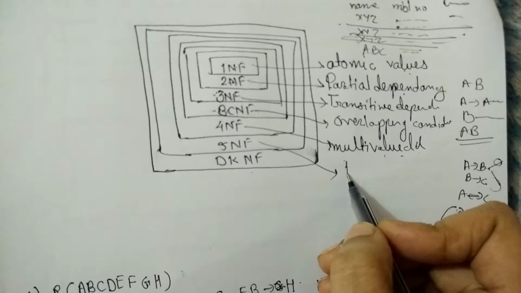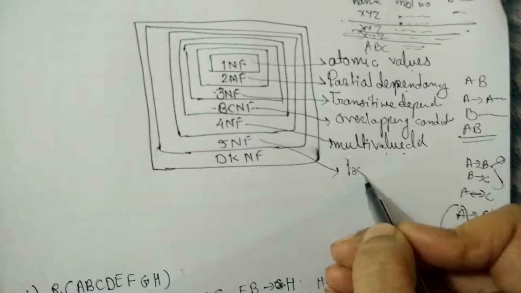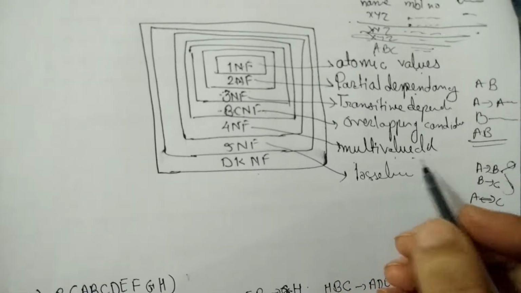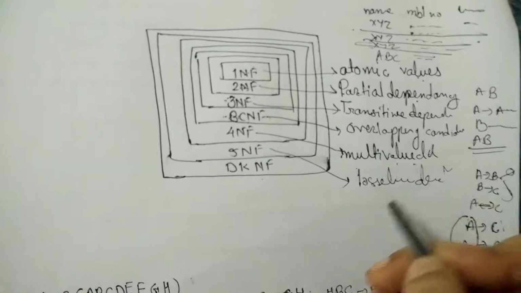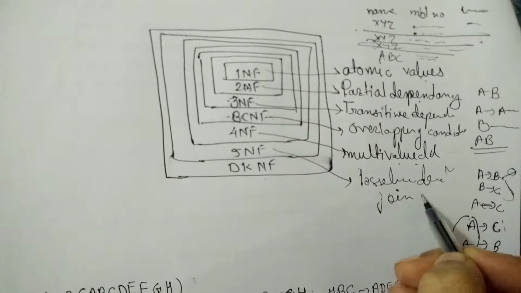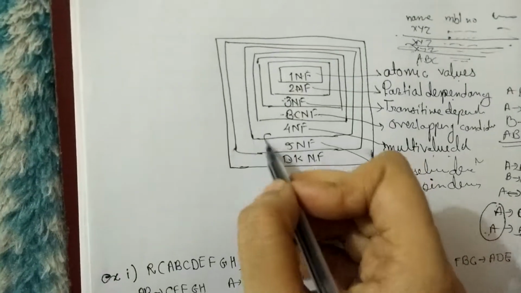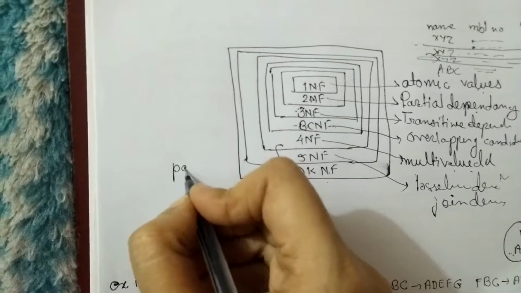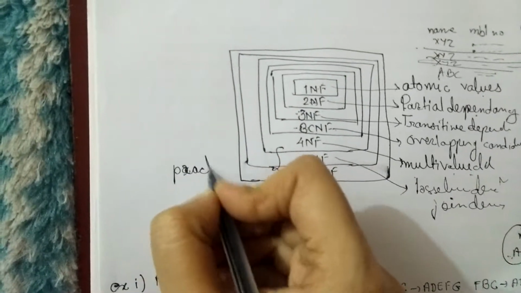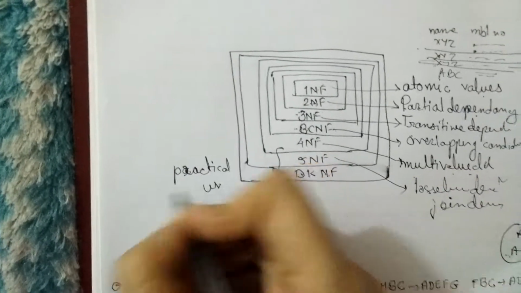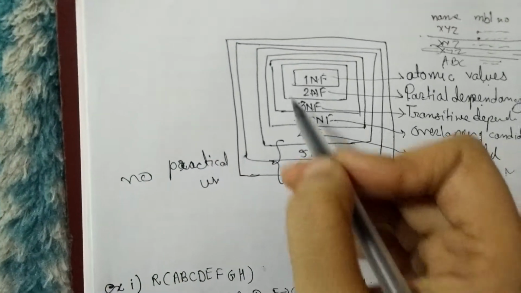You should remove the lossless decomposition or join dependency. So lossless decomposition we can say, or join dependency. The domain key normal form is actually not of practical use, these two normal forms are of no practical use. We are concentrating up to four normal forms.